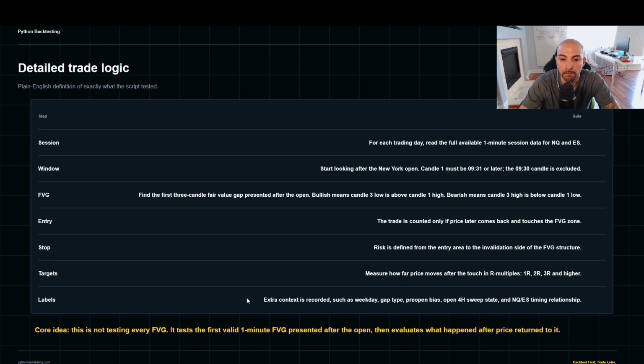And the cool thing about computer code is you can add extra context. So extra context is recorded, such as the weekday, so certain days of the week, and whether we gapped up or gapped down before the 4-hour opening candle, like is it bullish, is it bearish? A lot of that stuff may not be in this report, but it'll be in the full CSV file that I'll put on my website, pythonbacktesting.com, when I launch it.